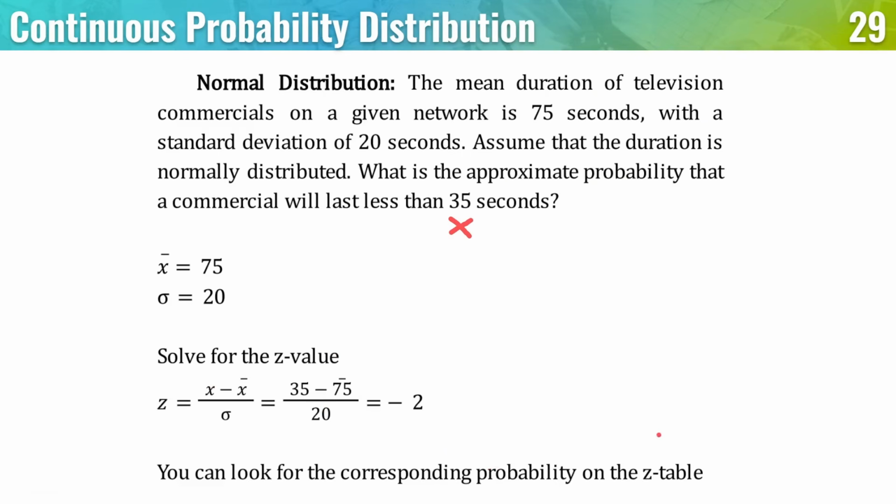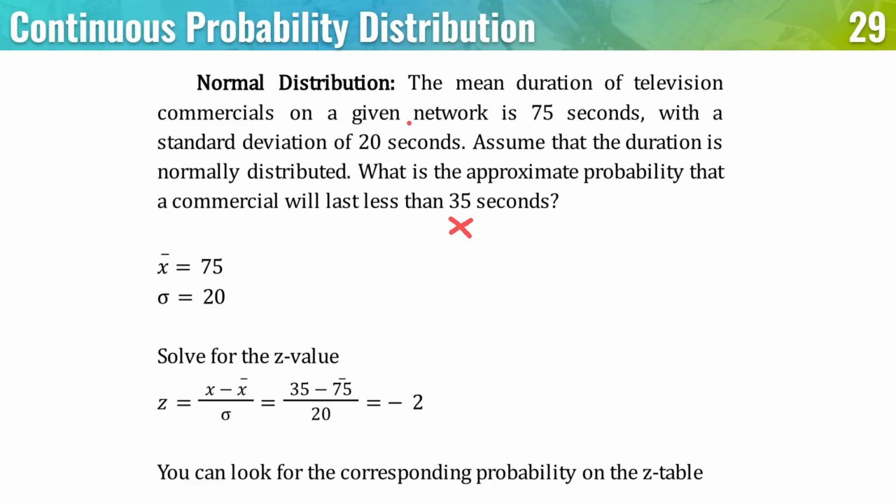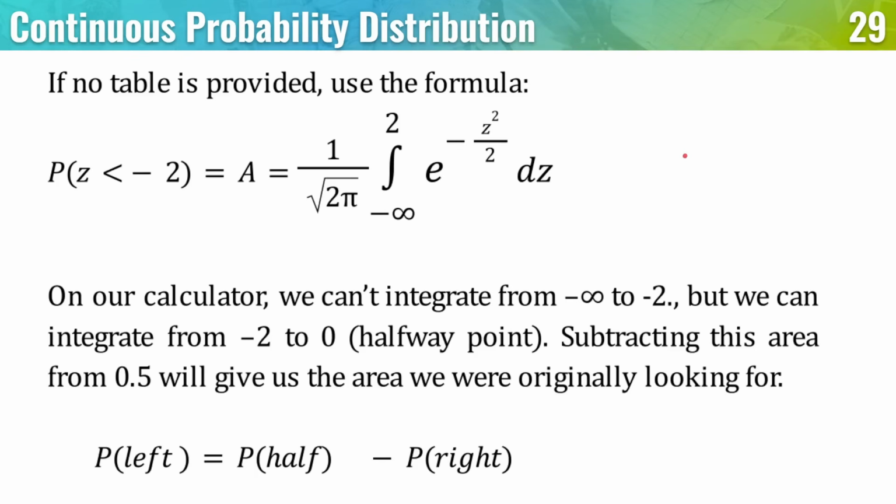If you have a z-table with you, you can look for the corresponding probability. If you don't have a z-table with you or if it's not allowed in your exam, use this formula. This formula is a variation of the normal distribution formula. Next, why do we need this negative infinity to negative 2?